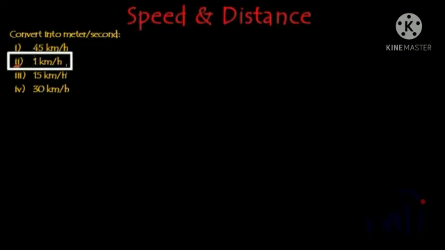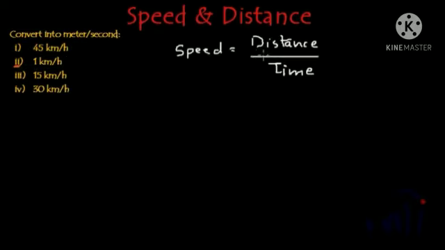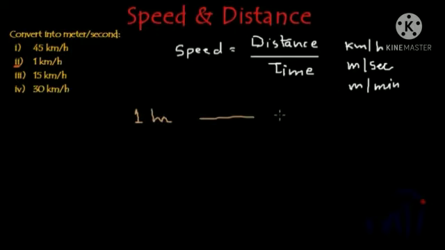What is the speed? The formula for speed is distance traveled or covered in unit time. Therefore, speed is equal to distance by time. Units can be kilometer per hour, meter per second, meter per minute. First, we are going to solve the second one. Here it is 1 kilometer per hour. That means in 1 hour, the distance covered is 1 kilometer. And what is 1 hour? 1 hour is equal to 60 minutes and 1 minute is equal to 60 seconds.